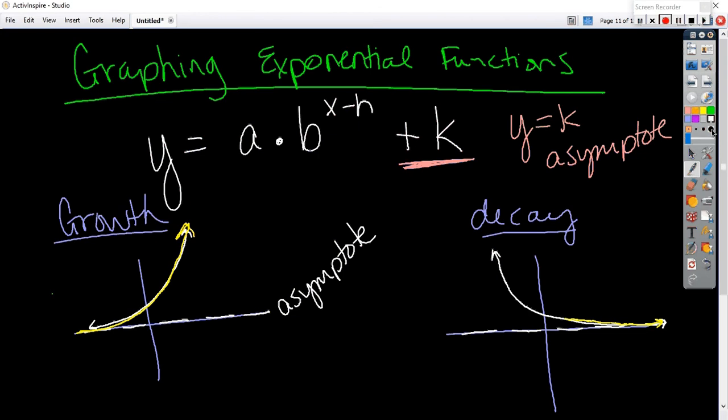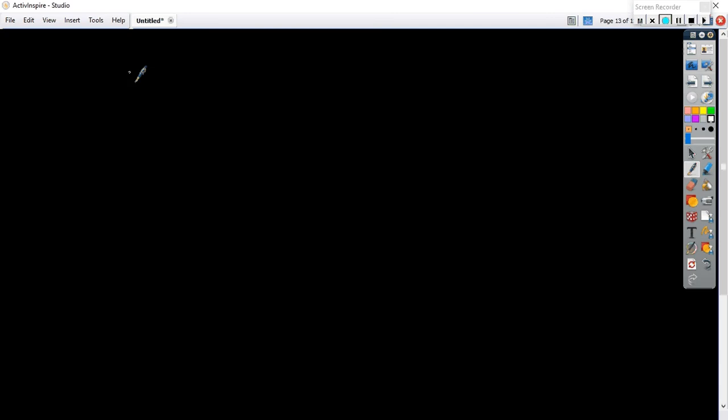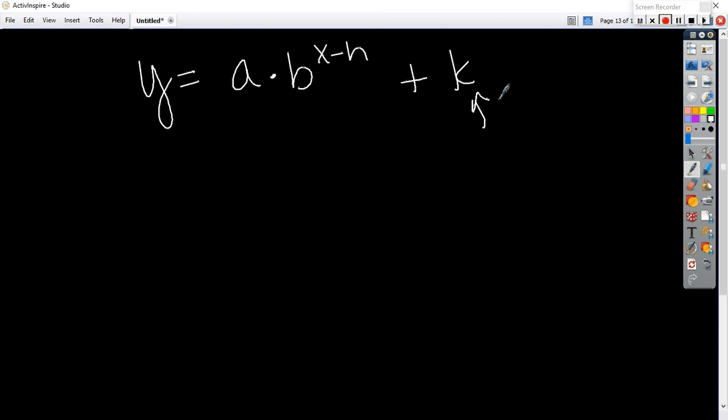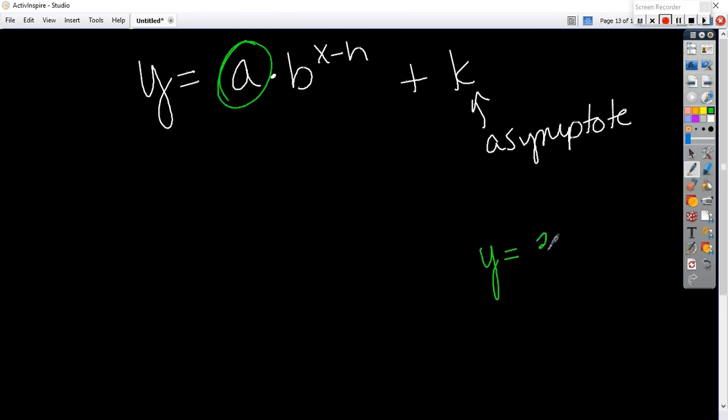Let's analyze this equation just a bit. I'm going to go to a new page. All right, y equals A times B to the x minus H plus K. We've already said K is your asymptote. Now, sometimes it will look like A is not there, but really A is always there. If you don't see it, like if I have something like y equals 3 to the x plus 2 minus 5, A is just one because it's being multiplied. If it's not there, then it's one.